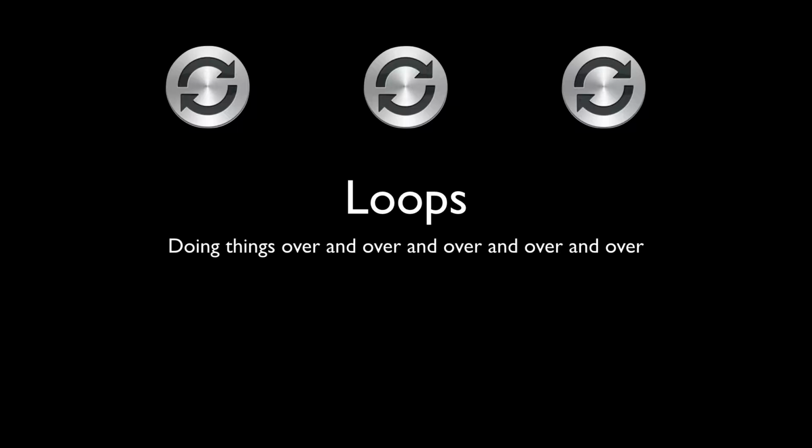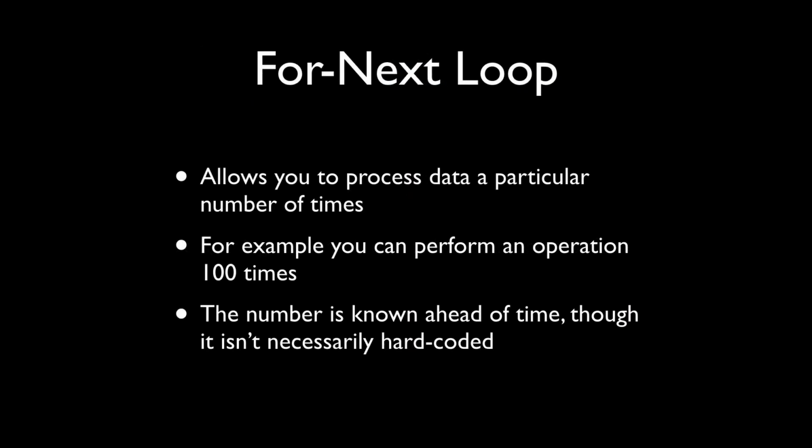There are several different kinds of loops, and these are things that are probably taught in some of the really basic classes you might have had. You might have seen some of this before, although I'm going to assume that you haven't. The first kind of loop is called a for next loop, and it allows you to process data, variables, instructions, anything that you want to do in a particular order a particular number of times.